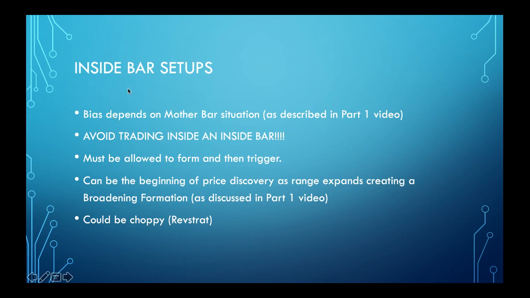Inside bar setups. So the bias depends on the mother bar situation. If you remember the discussion we did in the part one video, a mother bar and then its subsequent inside bar range: the larger the mother bar, the harder it's going to be to break out of that range. For example, if you're on the low side of that range with an inside bar setup and you're expecting to play it long, you run the risk that you've got a whole lot of previous range to go through. And if you run into some consolidation in the middle, price could reverse and come back to the bottom. So those are the situations where you need to know where you're trading in relation to the mother bar, if you have an inside bar setup.